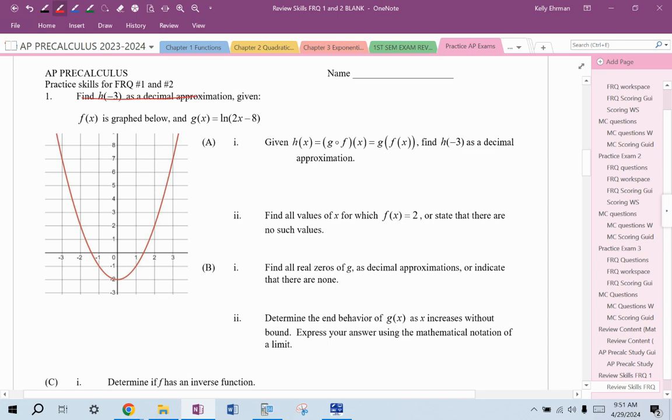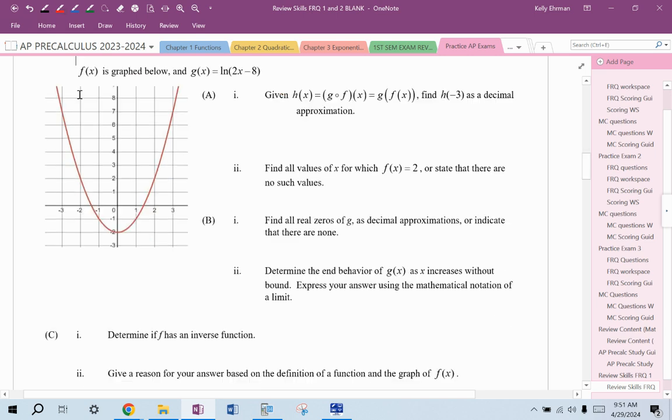So ignore this, that's a typo. Okay, f of x is graphed below, and g of x is this natural log equation. So again, here's another composition. We need to find h of negative 3 as a decimal approximation. So set it up first. h of negative 3 should equal g of f of negative 3. Always start on the inside. What is f of negative 3?